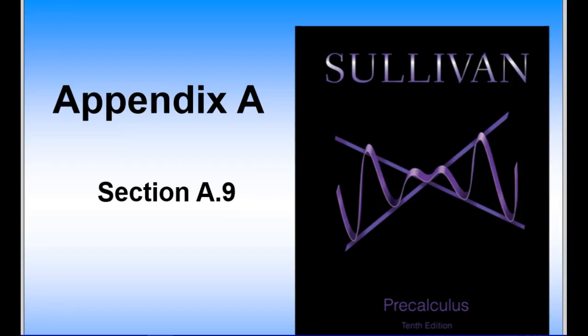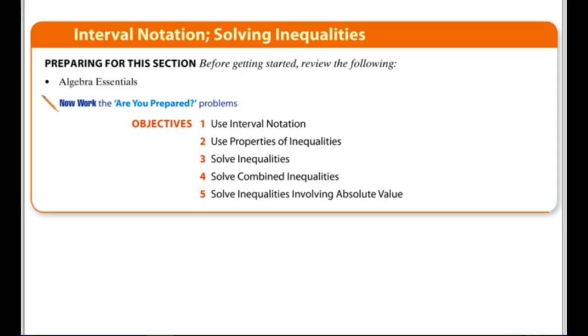All right, here we're looking at section 9 in our algebra review. In this section, we're definitely going to be looking at some interval notation, but mostly we're going to be solving inequalities. We're really going to be using that interval notation when looking at our inequalities. Then we're going to use different properties of inequalities, then start solving both inequalities and combined inequalities, and then we're going to add some absolute value into our inequalities.